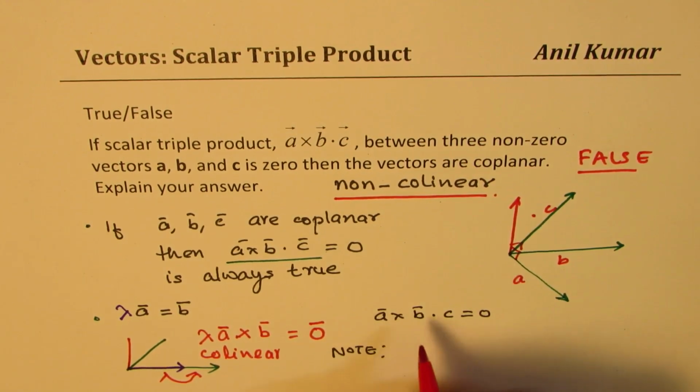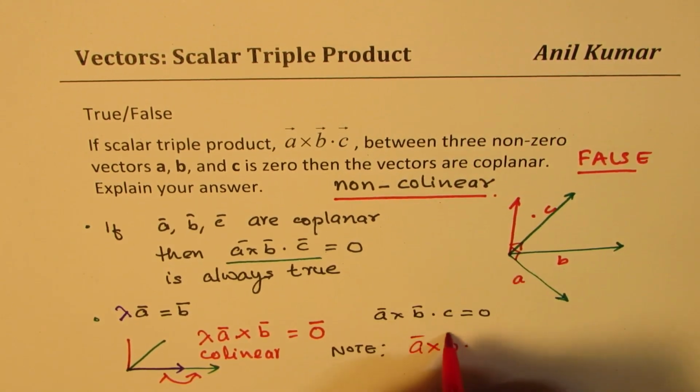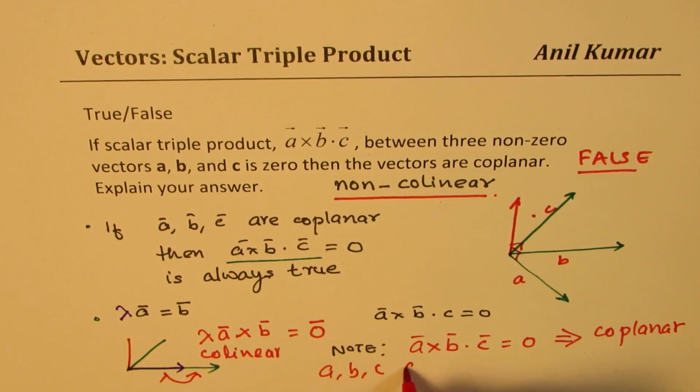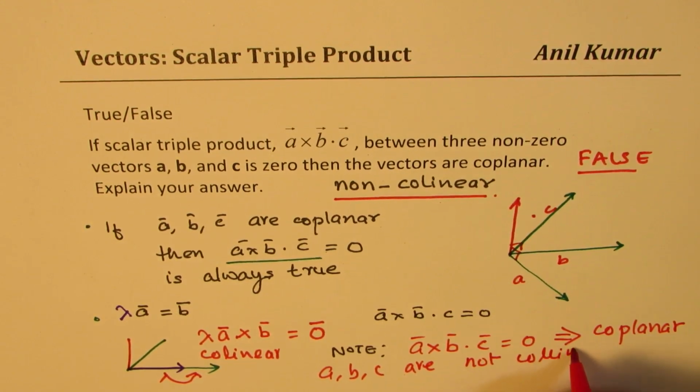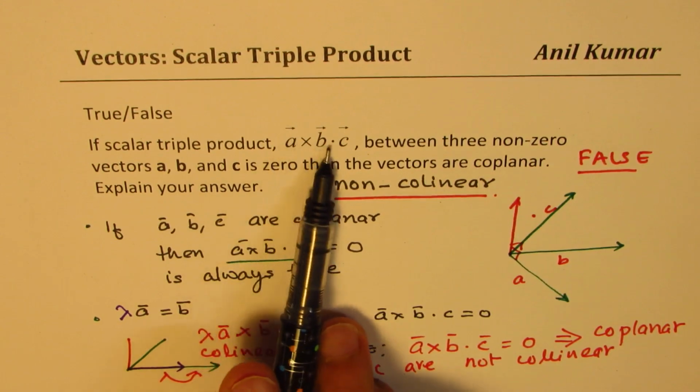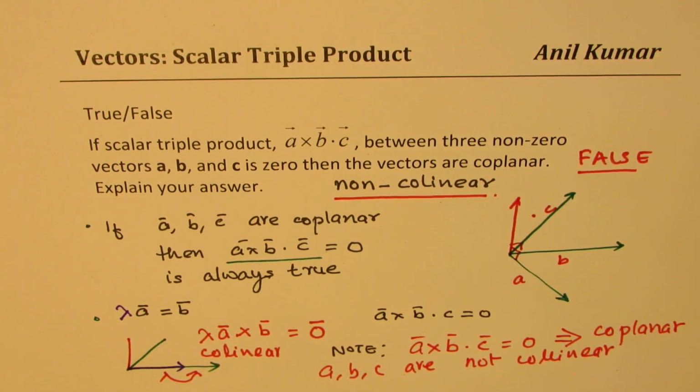So make a note that for A cross B dot C equals 0, meaning coplanar, we should also note that A, B, C are not collinear, right? Only then we can conclude that they are coplanar, because if A equals B, or if A or B are scalar multiples of one another, they are in the same direction, in that case the cross product is going to be 0, and that will also lead to the triple product being 0.